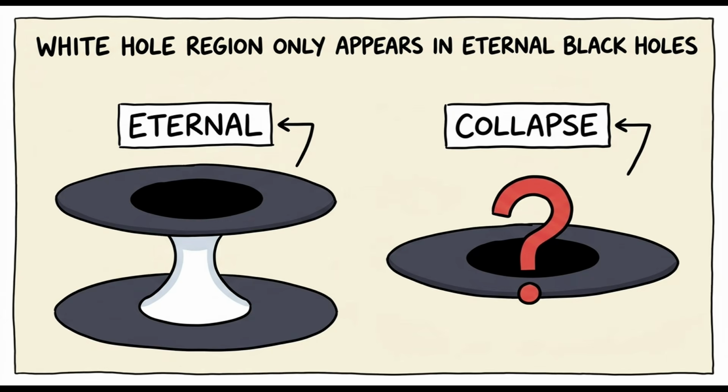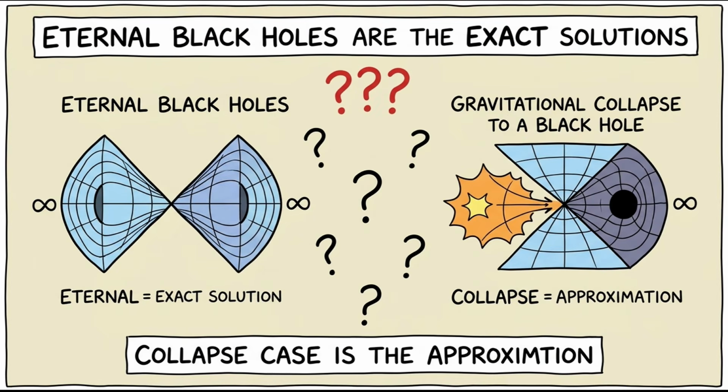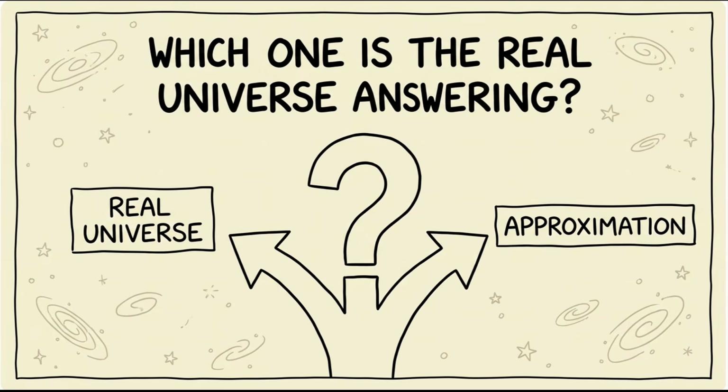Others argued the white hole region only appears in eternal black holes, not ones formed by collapse. But eternal black holes are the exact solutions. The collapse case is the approximation. Which one is the real universe answering?